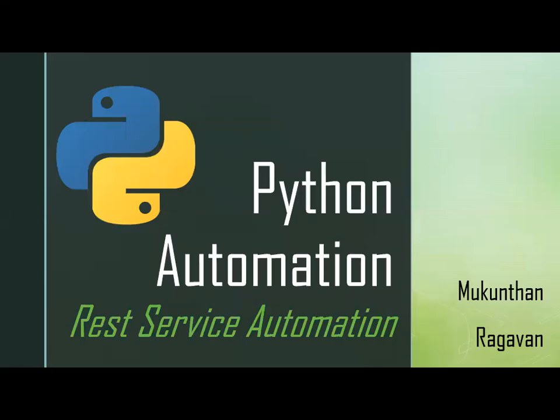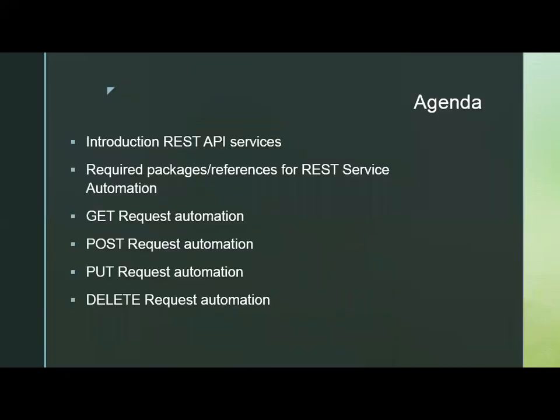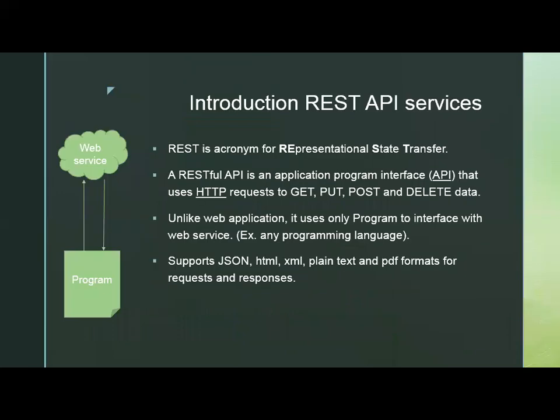Today we are going to see REST service automation as part of the Python automation series. So without delay, we will start. First, a quick introduction about REST API services if you are new to them. After that, we are going to see the different kinds of packages required for REST API services automation, and some references or websites you can refer to for REST services. And after that, we are going to see GET request, POST request, PUT request, and DELETE request automation using Python.